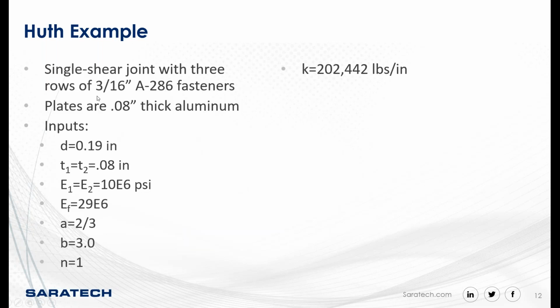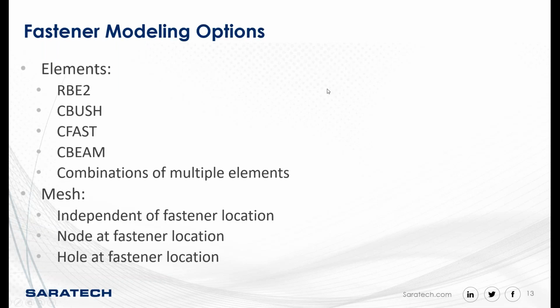So as an example here, if I have a single shear joint with 3 rows of 3/16 inch A286 fasteners with 0.080 thick aluminum, then these would be the inputs for the Huth equation, and I would get a stiffness that looks something like this. So now I've got that stiffness, what do I do with it? Well, I'm going to create elements inside my finite element model to represent my fasteners.